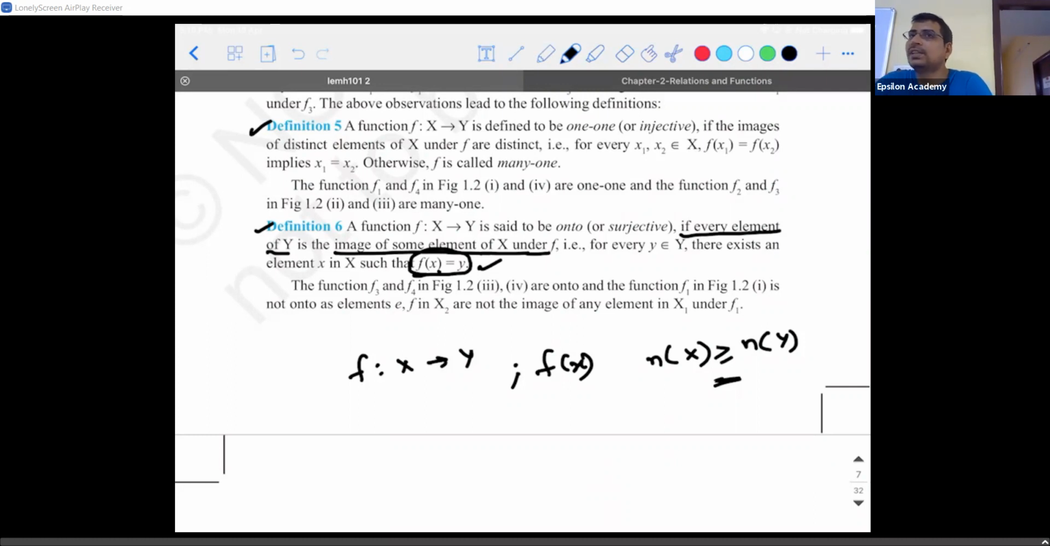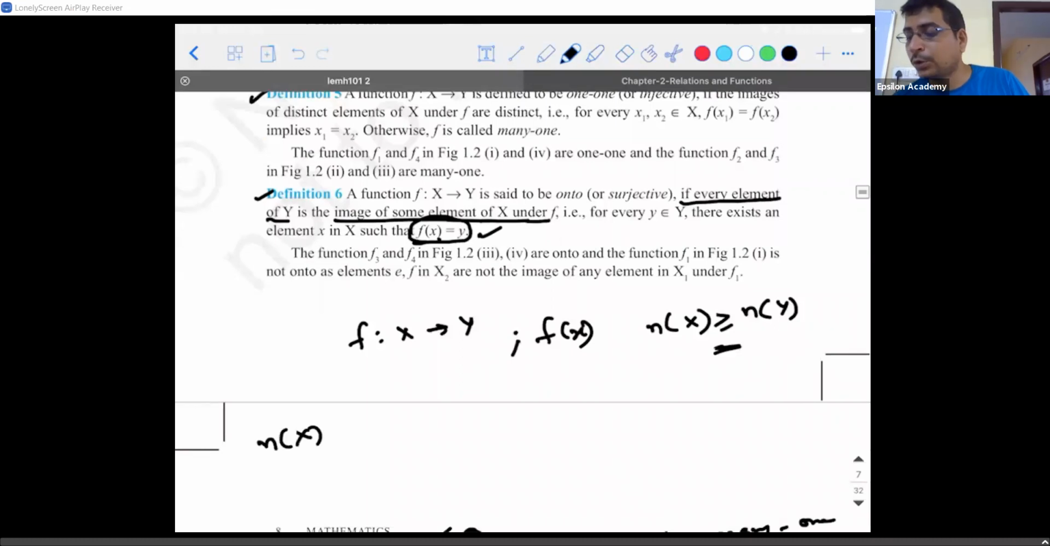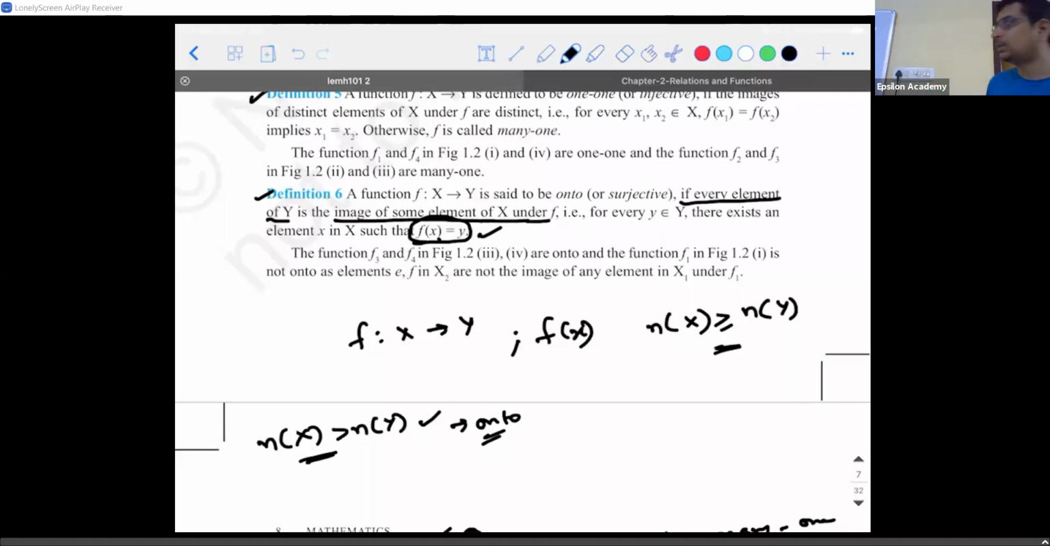If the number of elements in X is greater than the number of elements in Y, I am saying it is an onto function. Listen to my question carefully, okay? I am taking this condition. I want you to do a rough work and tell me. Don't tell me just like that. Do an analysis by yourself and tell me. I am giving such a condition. Number of elements in X is greater than number of elements in Y. It is an onto function. Is there a possibility for this function to satisfy one-to-one as well?